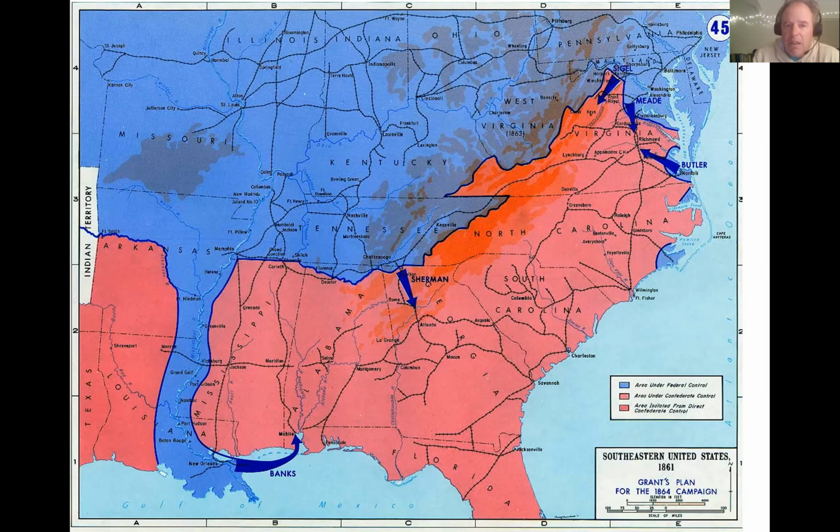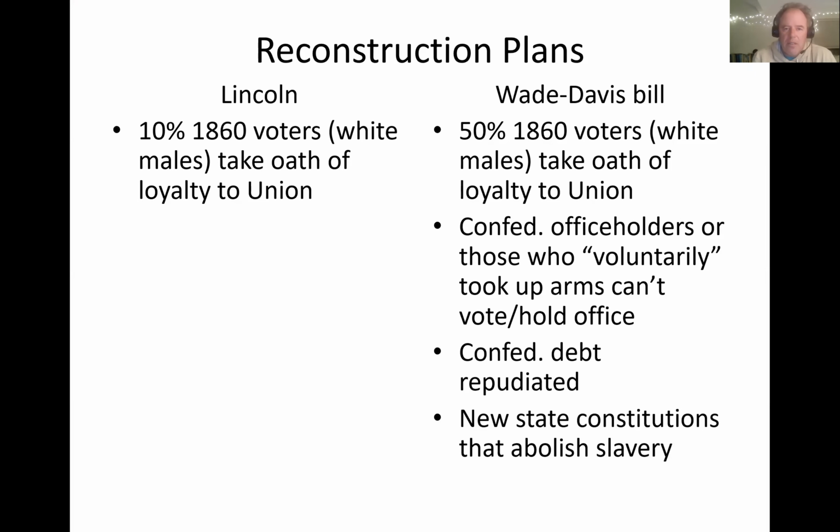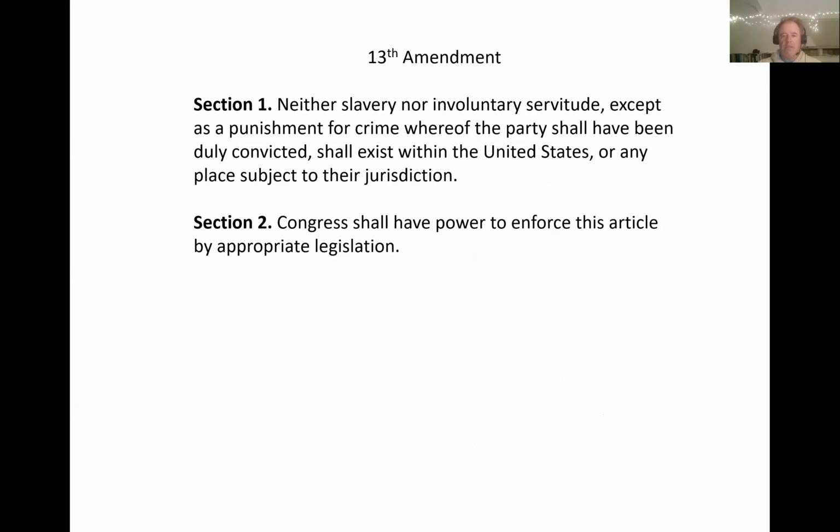So the question that Lincoln has to address is, assuming that the Confederacy is not going to remain militarily occupied forever, what is it that needs to be done to allow the former states to return to the Union? And what Lincoln advocates is a pretty minimal plan, called a Reconstruction Plan. Certainly slavery is going to be illegal, and it's going to be illegal through a federal constitutional amendment, what becomes the 13th Amendment, which abolishes slavery.